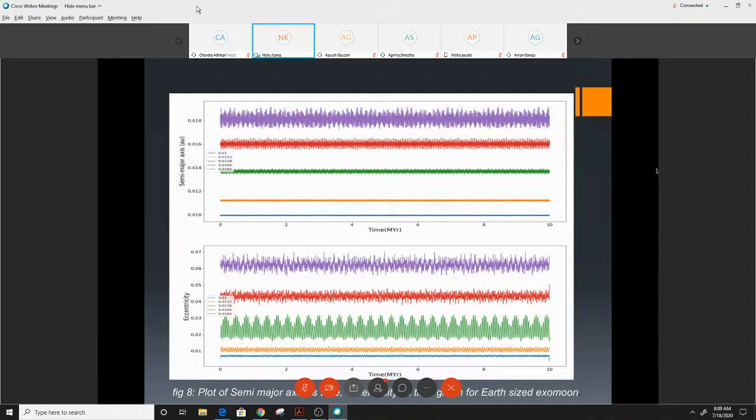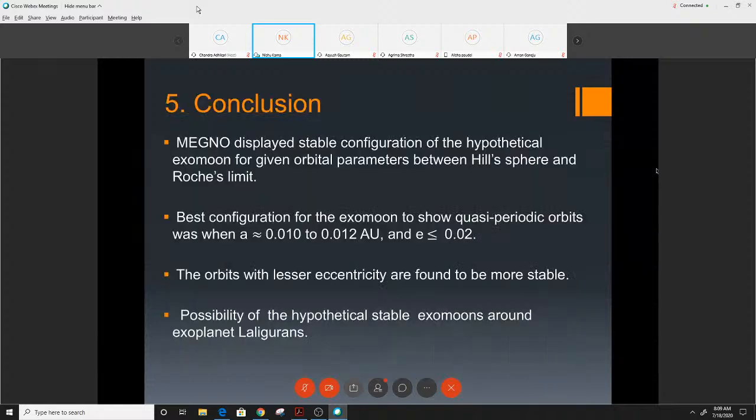As a conclusion, we can say that there can be stable exomoons having certain orbital elements selected on the basis of perturbations they faced for a significant amount of time. This can be shown from the graphs we plotted, and we can say that the best configuration for a stable exomoon is a semi-major axis near 0.010 to 0.012 astronomical units and eccentricity less than 0.02.